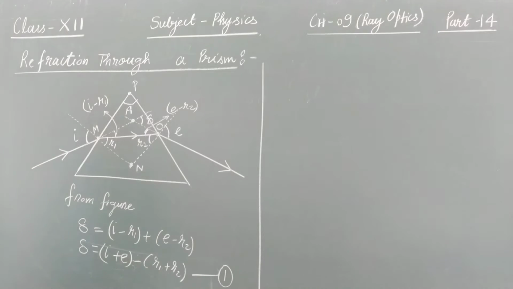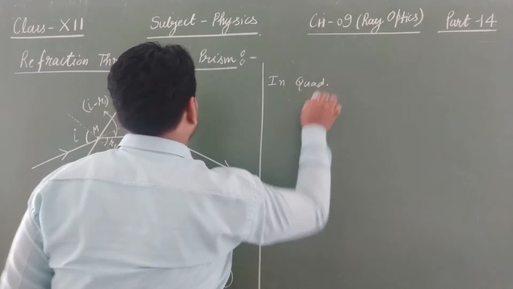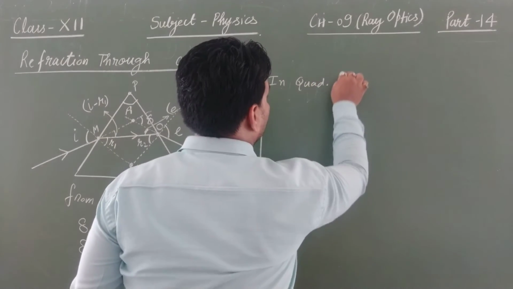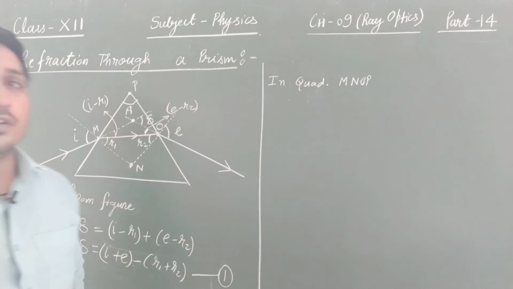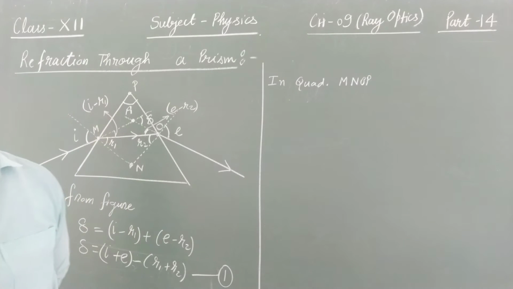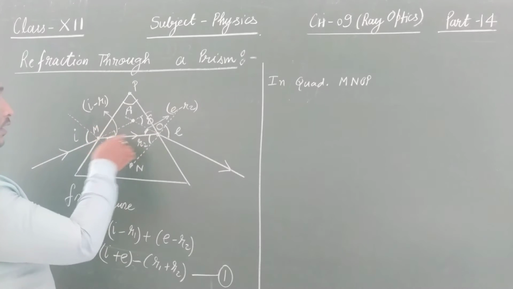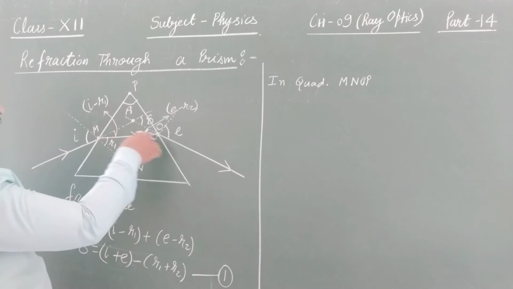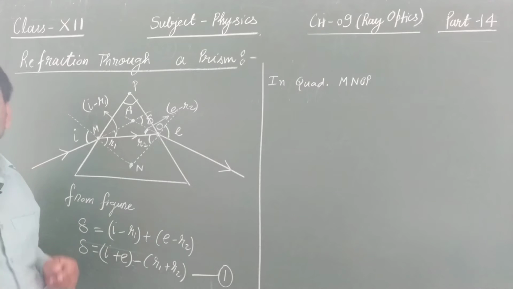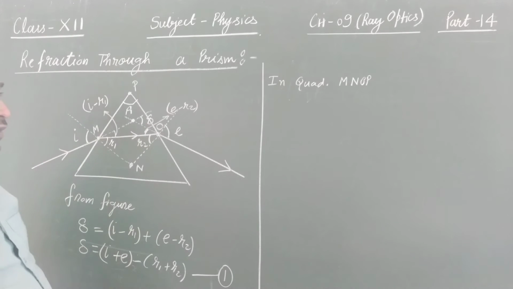Just see the quadrilateral MNOP. I hope you must be knowing that the sum of angles of a quadrilateral is 360 degree. Now two of these angles, angle M and angle O, are 90. I am talking about the quadrilateral. So basically they are 90 and 90, so out of 360, 180 is being subtracted. We are left with 180.